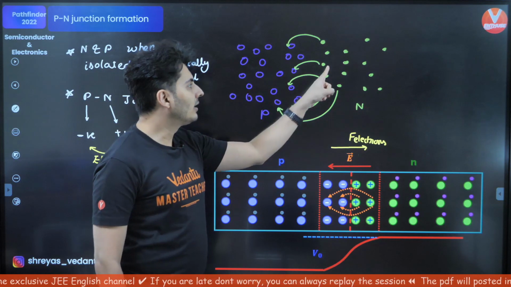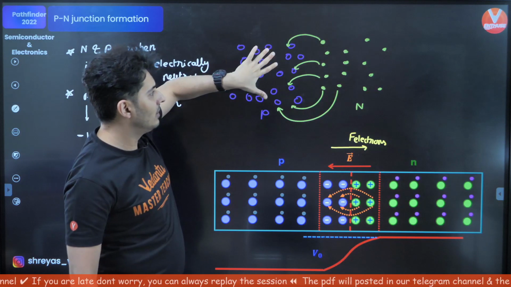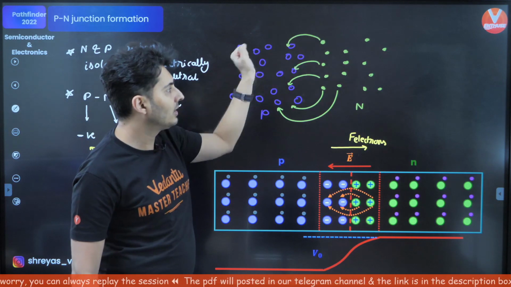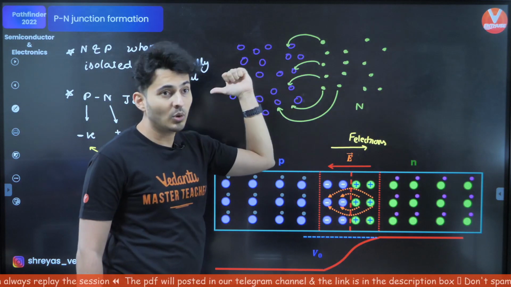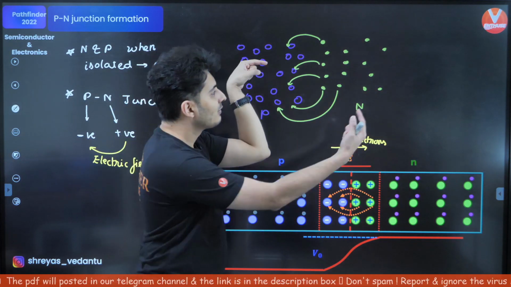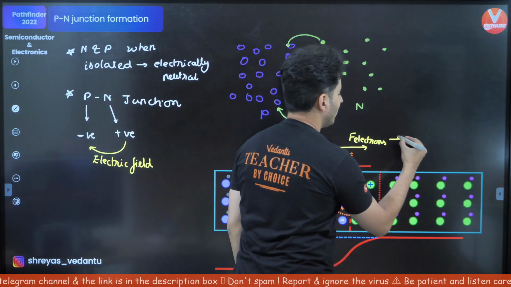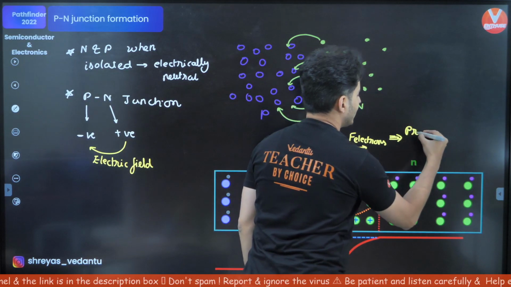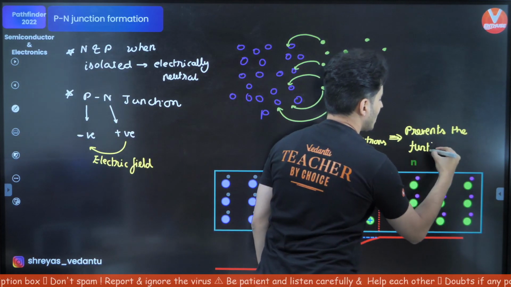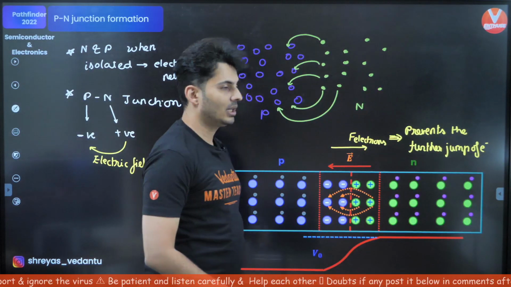Yes or no? Earlier the electrons did not face any problem because this was not charged. But the moment they jumped, this became positive, this became negative. So negative and positive will create an electric field, positive to negative. That will create a force, negative to positive. That force will prevent the further jump of electrons. Very, very important.